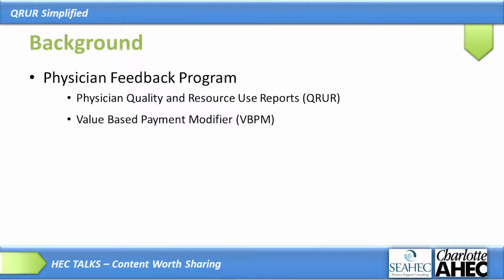There are two parts to the program. The Quality Resource and Use Report, which I'll call QRUR in this presentation, is the report that shows the performance data, and the Value-Based Payment Modifier, the VBPM, the adjustment applied to the Medicare Enrolled TIN.